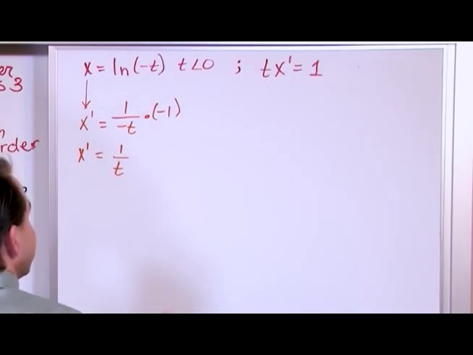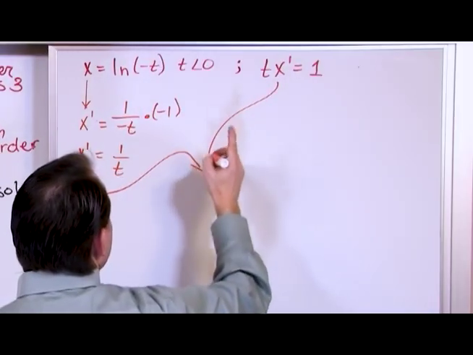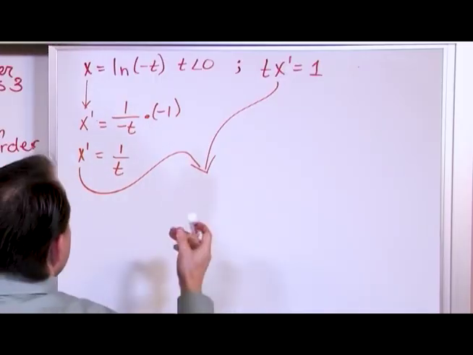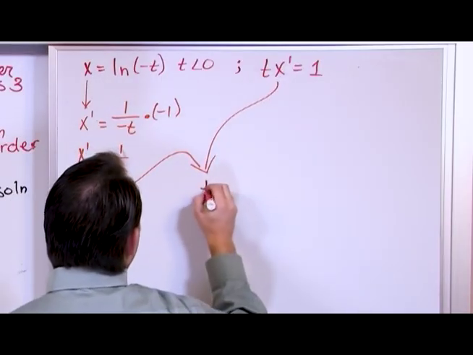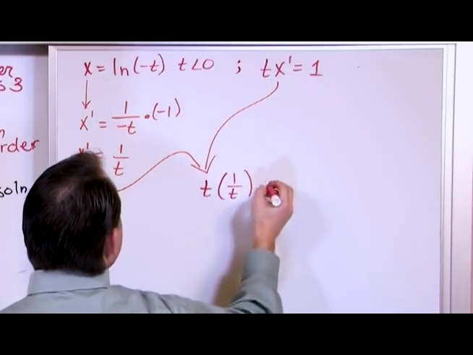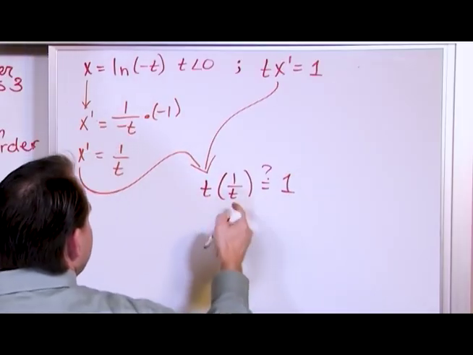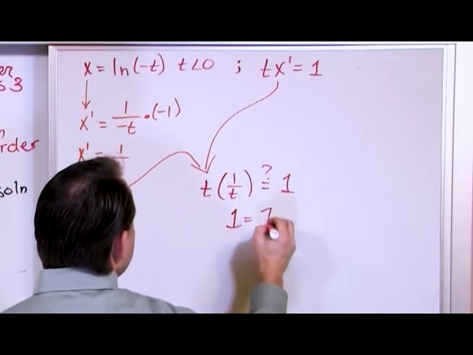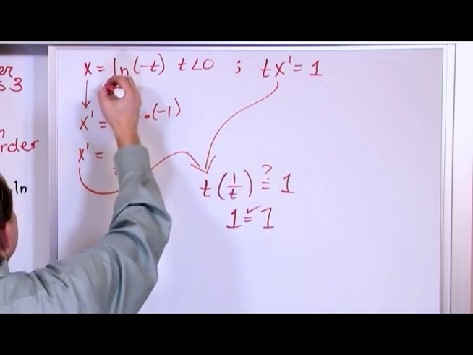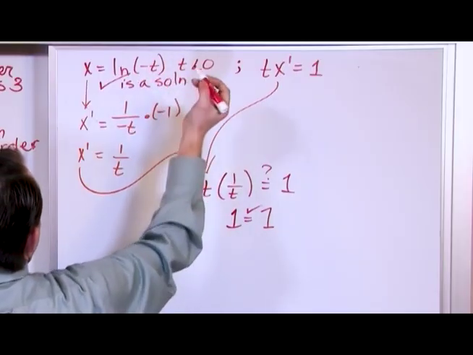Now, if we take this and plug it into our differential equation, we'll get t, which is in the problem, times the derivative, which is 1 over t, and that question mark is equal to 1. And you'll see here you'll have t over t, so you will have 1 is equal to 1. So that is a solution. So I'll put yes, it is a solution. And that's what you would write in your test.